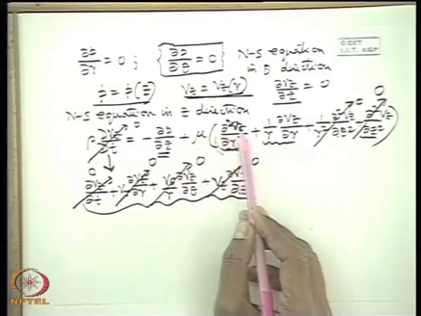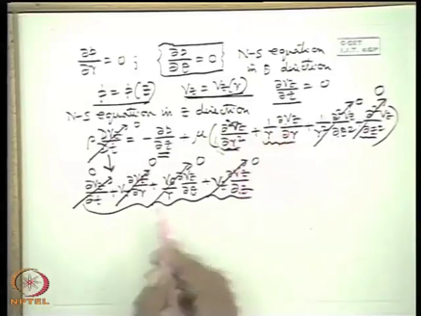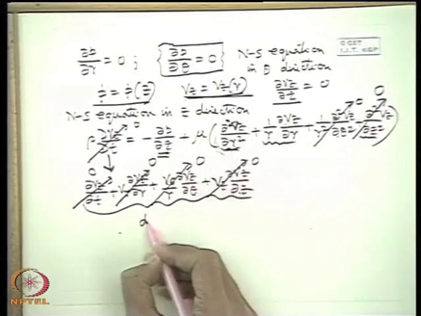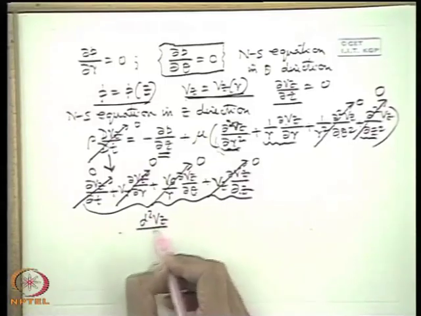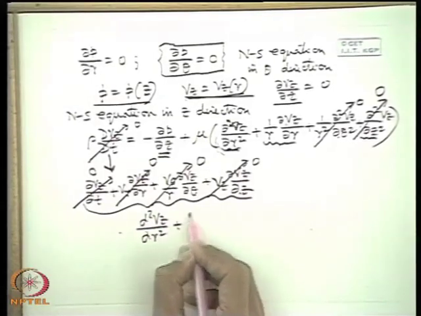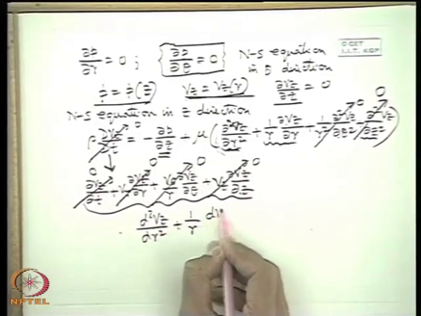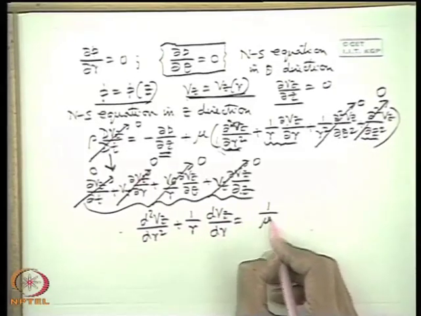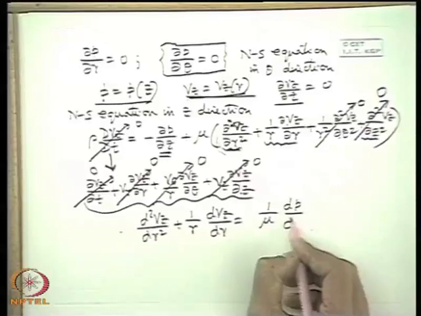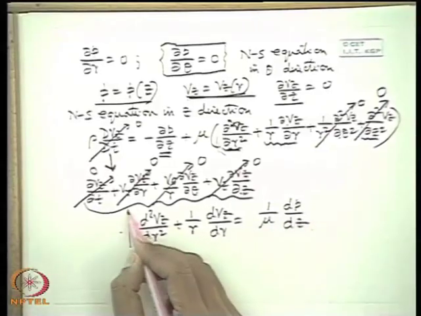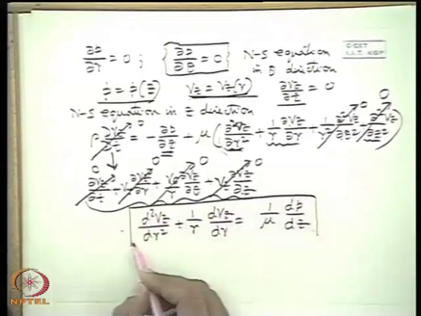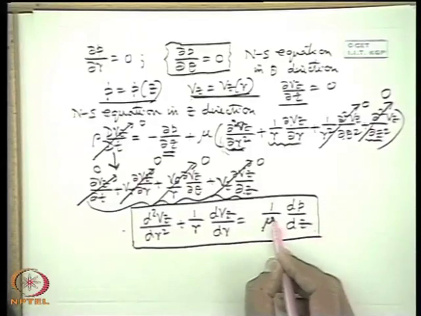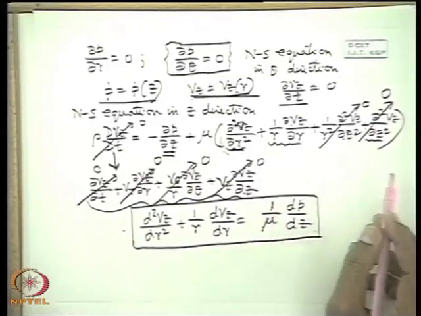So therefore, we get rid of the other terms in Vz. I write this first: d²Vz/dr² plus (1/r) dVz/dr is equal to (1/μ) dP/dz. A similar equation we arrived at in Cartesian coordinates: there we arrived at d²u/dy² is equal to (1/μ) dP/dx. Here the x coordinate is the z direction.